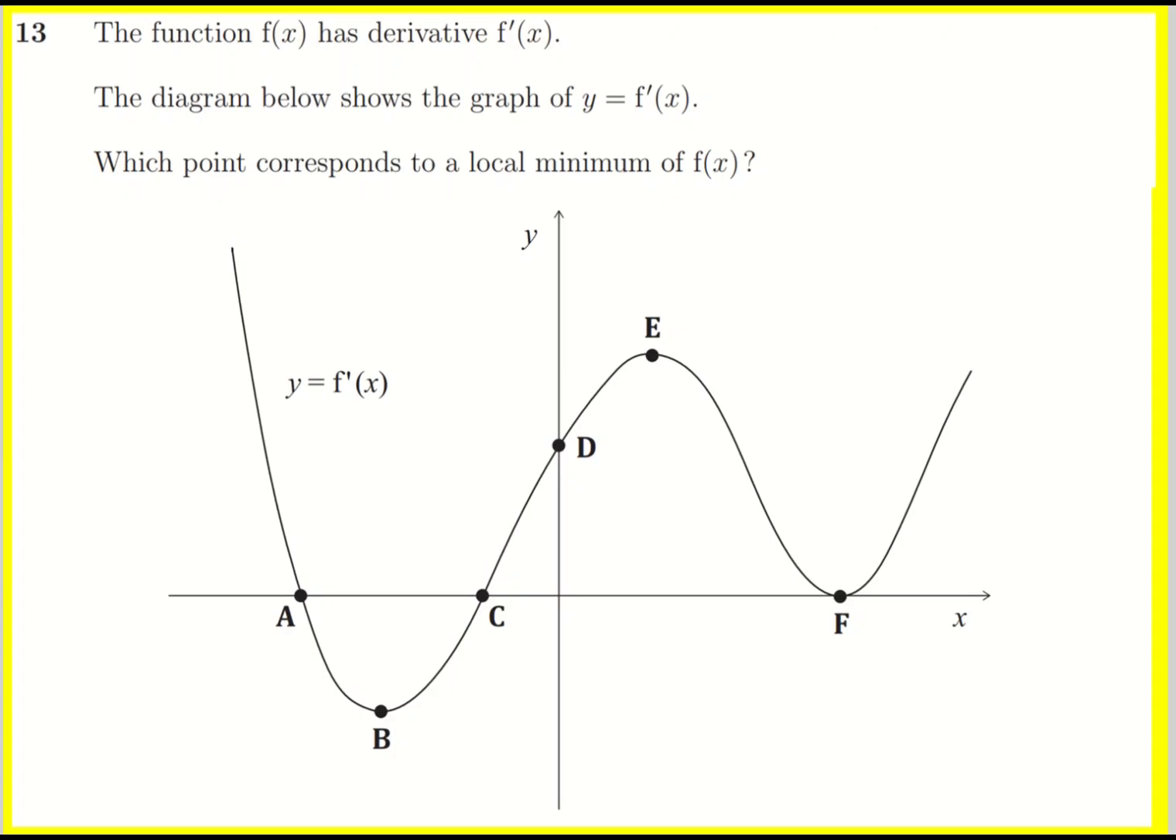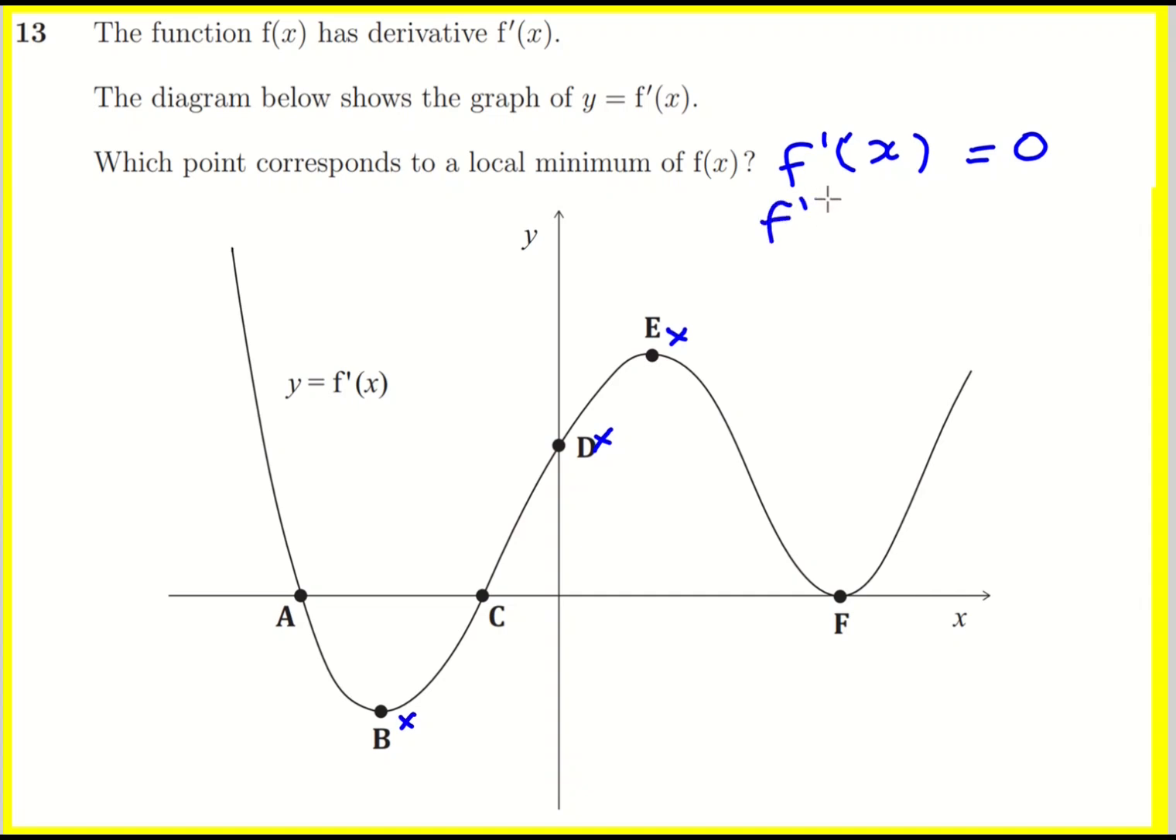Function f of x has derivative f dash x, and then we're given a graph of y equals f dash x, and asked which point corresponds to a local minimum of f of x. So what we need for a local minimum of f of x is that f dash x is going to equal 0. That is one condition that is necessary but not sufficient actually. We need more than that. But what it does mean is I can rule out e, d, and b because they're not 0 there.